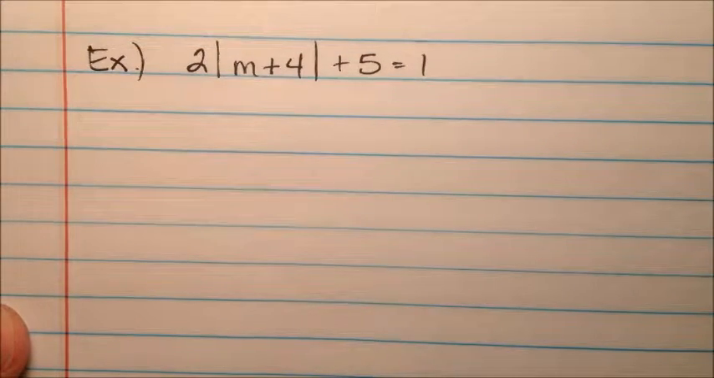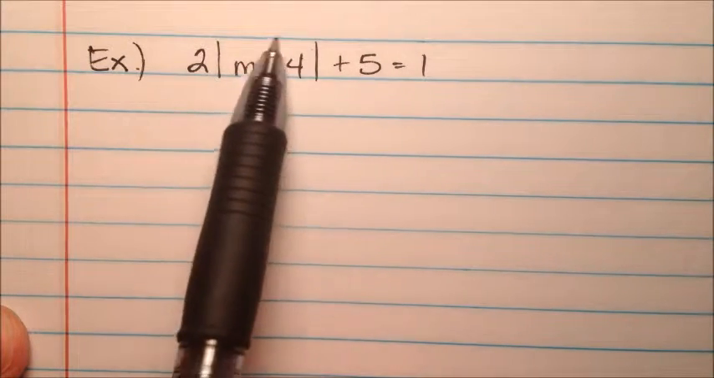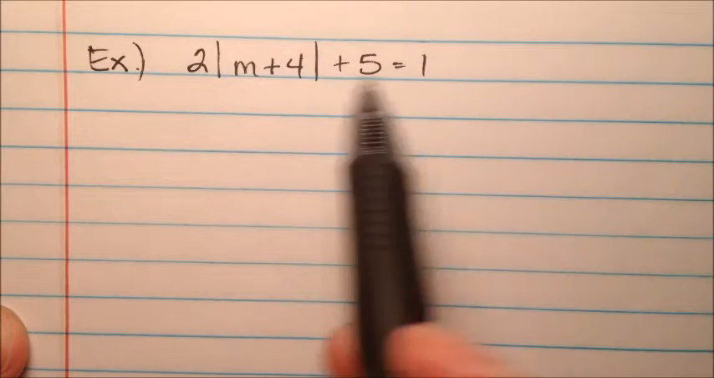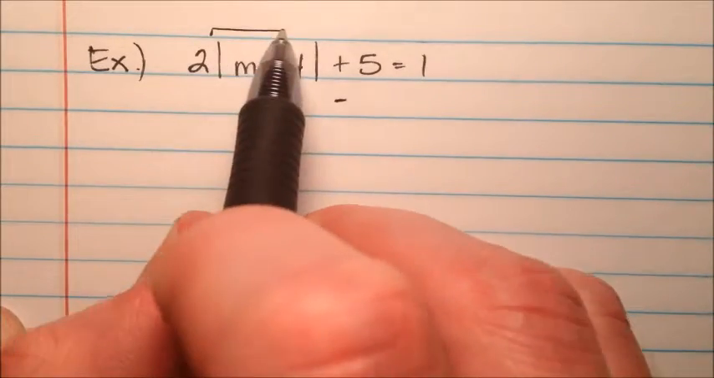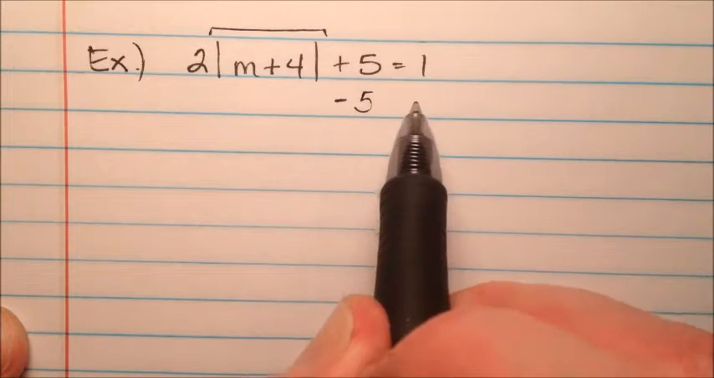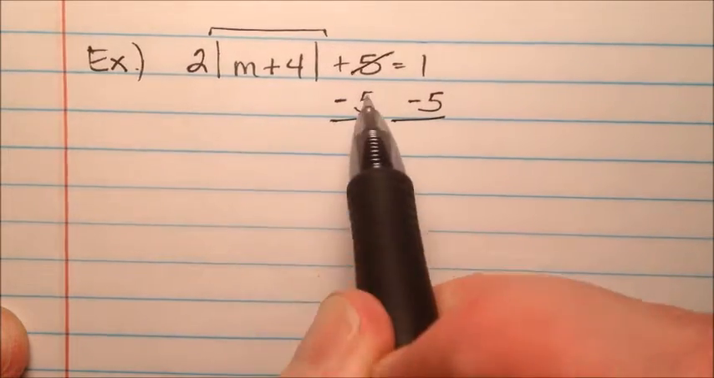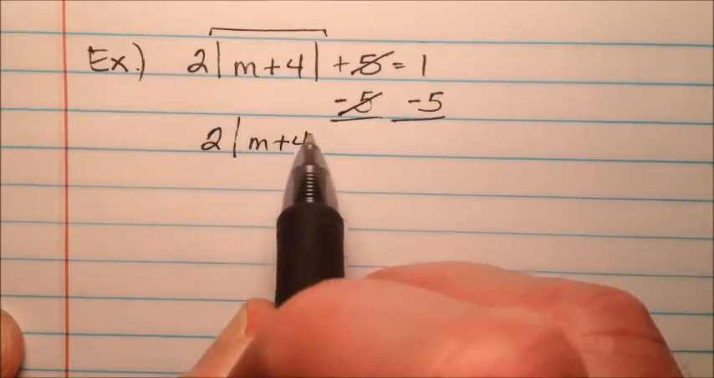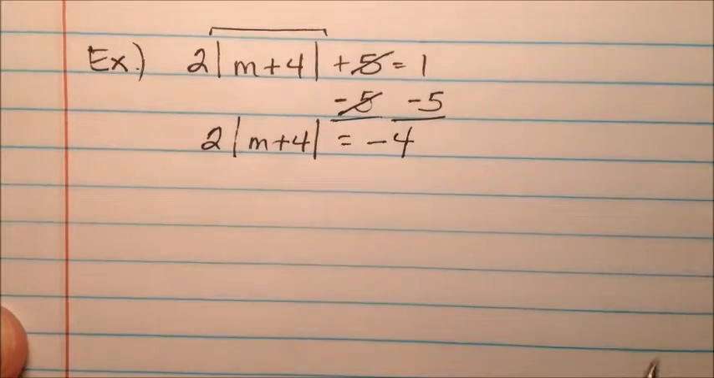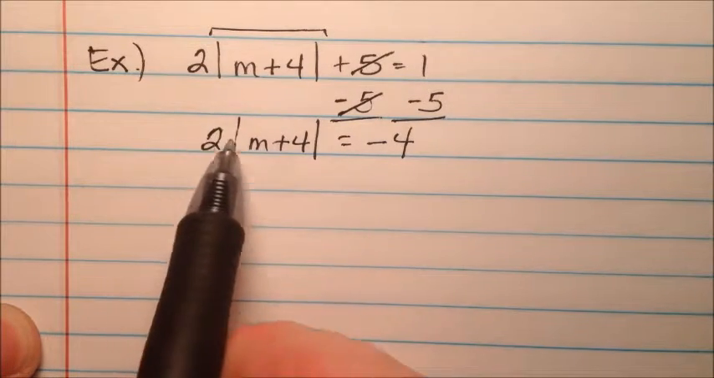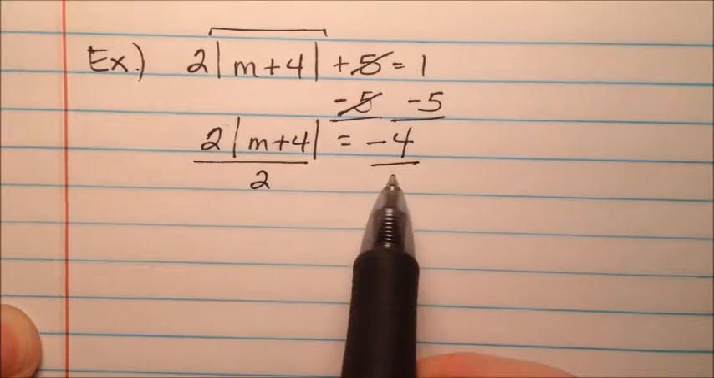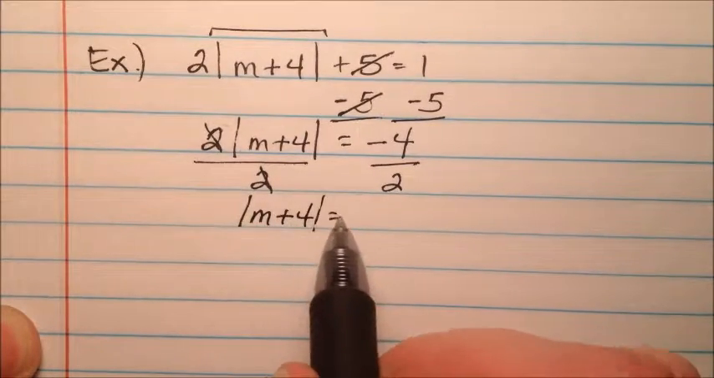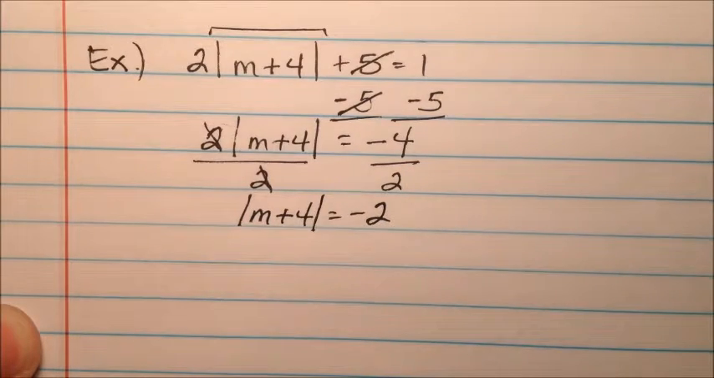In this example, I have 2 times my absolute value expression here, m plus 4, and then plus 5 equals 1. So as I've done in the past examples, I'm going to isolate this absolute value business. And by doing that, I can just use my properties of equality, subtract this 5 from both sides, and I get 2 times the absolute value of m plus 4 equals negative 4. Then I notice I've got this 2 out here, so I'm going to divide both sides by 2. So they cancel over here. And now I get the absolute value of m plus 4 equals negative 2.